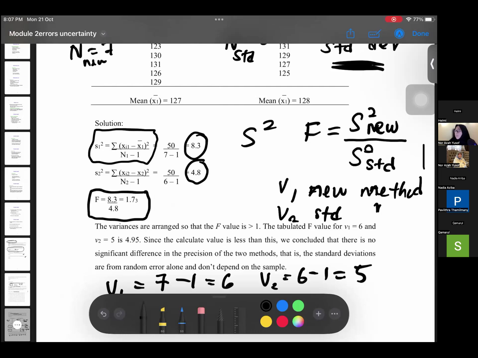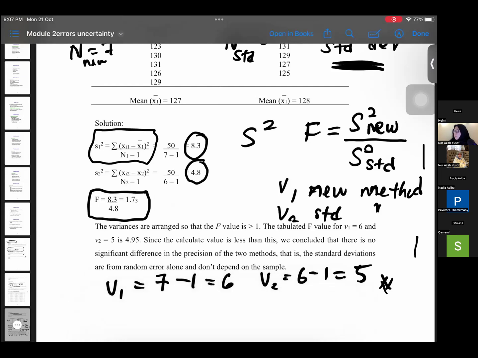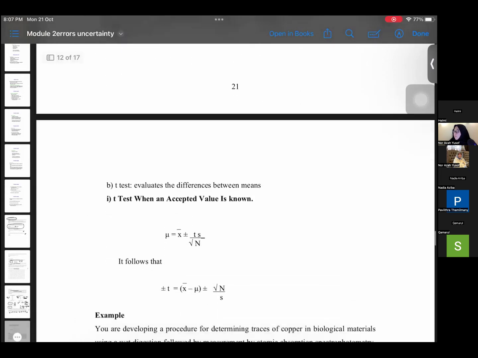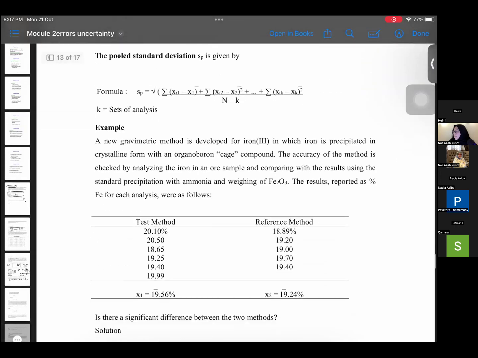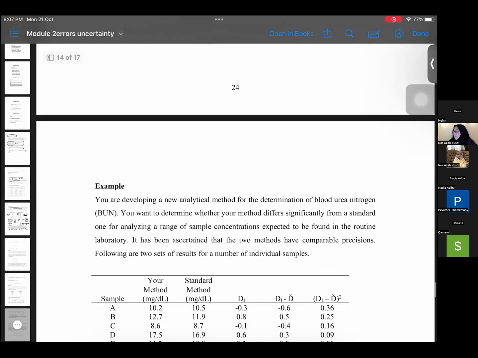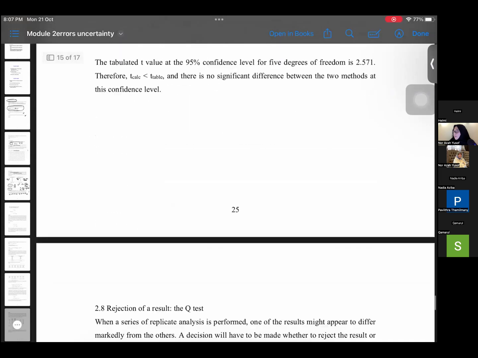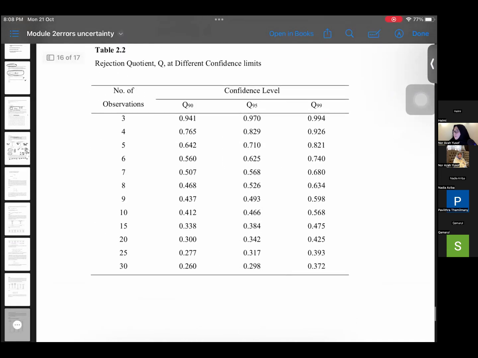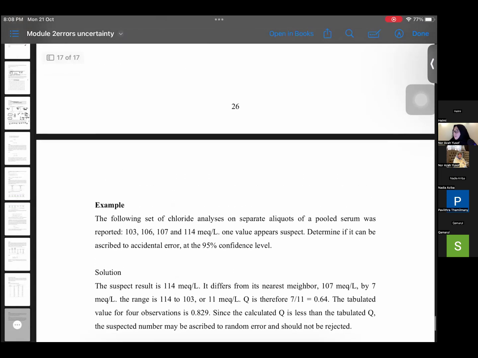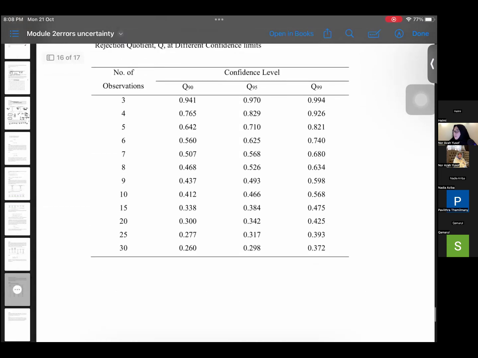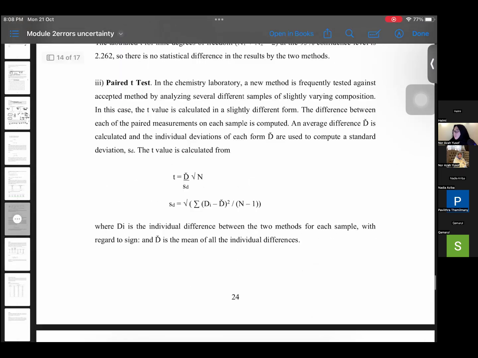So now, why do we need these values? Because we need to use the F table. So look at the F table. I think the F table is down here. Where is it? I think it's on top. On top, yeah.